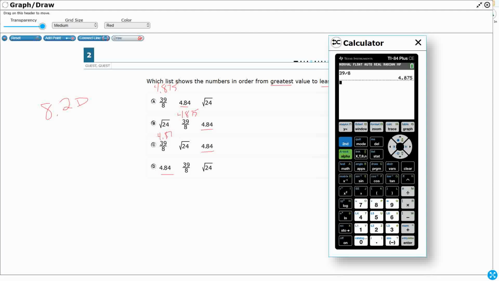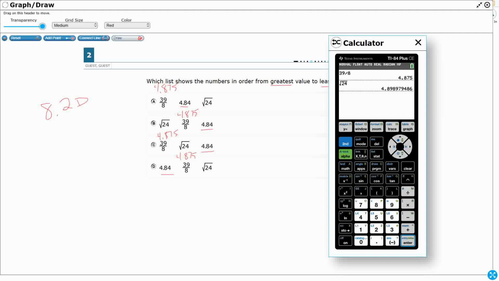And then we will do the square root of 24. All right, so we're going to hit the square root button. We're going to hit the blue second, hit that x squared button to get that blue square root, and then 24. All right, so 4.8989, and so on and so forth.